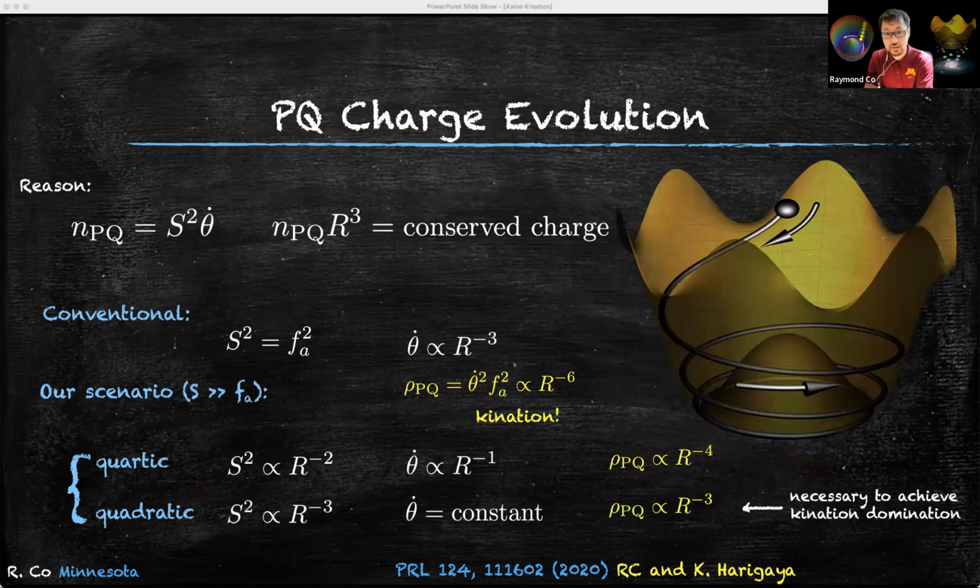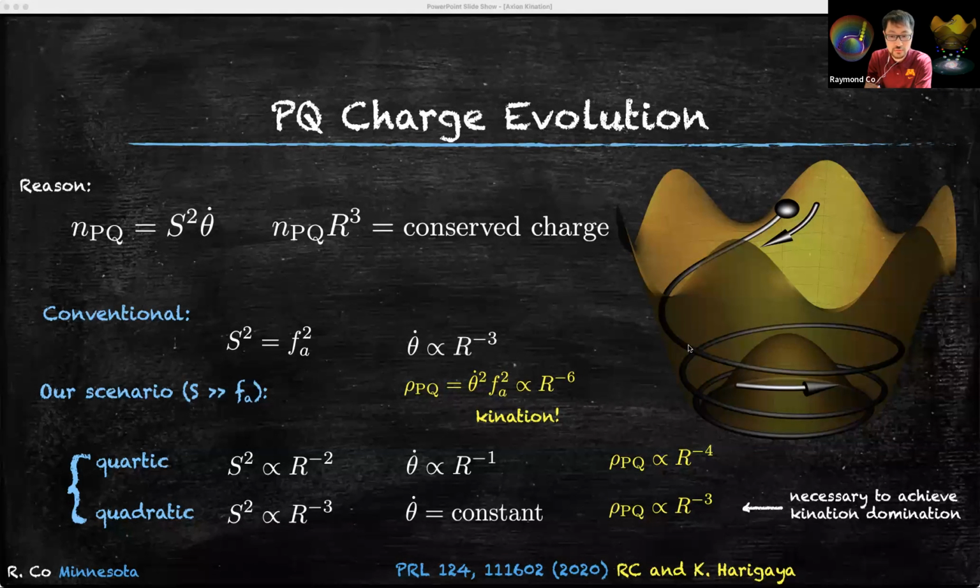Okay, so now let's think about the evolution of this energy density. As we have just argued, the number density of Peccei-Quinn breaking charge is given by s squared theta dot. If I multiply this density by the scale factor cubed, this must be the total charge, and it has to be a conserved quantity soon after the onset of the motion. In the conventional scenario, if this field is already at the minimum of the potential, even if you somehow start with a large theta dot, you will see that because s is a constant, theta dot itself must scale as r to the minus 3, according to conservation laws.